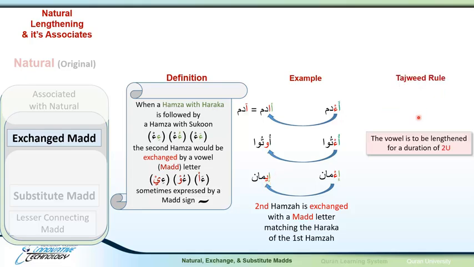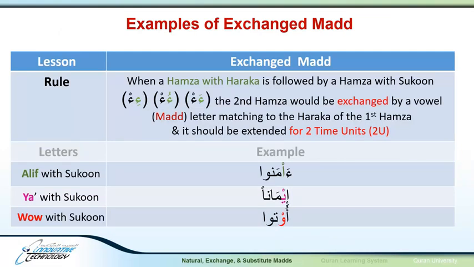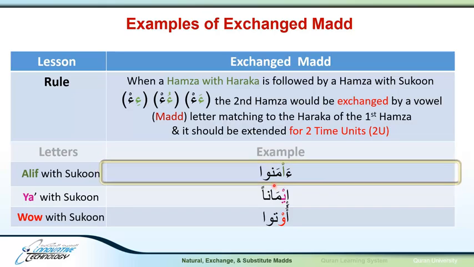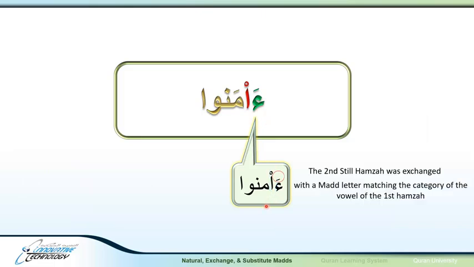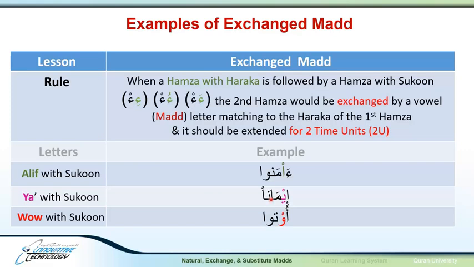Now the rule is these exchanged vowels, the a, u, and e, should be given mad, lengthening, for 2 units. Now let's look at all these examples one by one. Amanu, alif with sukun, was originally a'manu, where the second hamza has been exchanged with an a because of the fatha on the first hamza. So the exchanged mad rules apply, and we lengthen this second a into amanu.